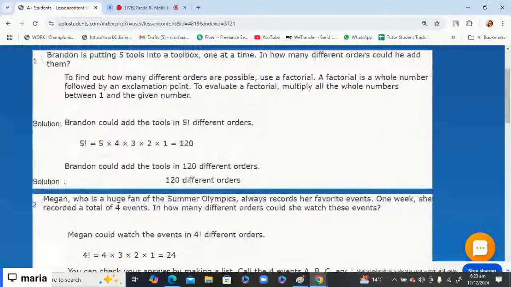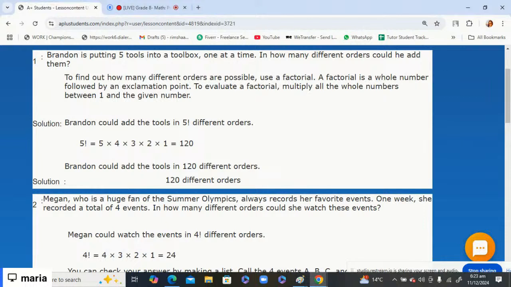So here is the first question: Brandon is putting 5 tools in her toolbox one at a time. How many tools? 5 tools in a box. They are asking in how many times? One time. So in how many different orders could he add them?